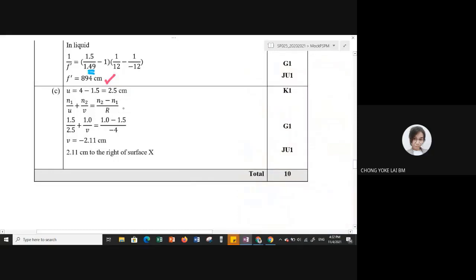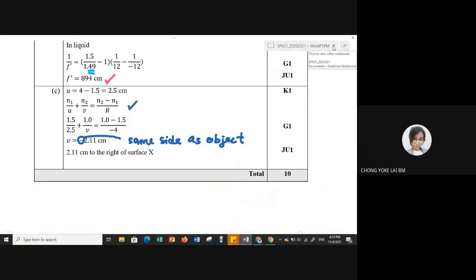So, kita dah dapat semua nilai, kita masukkan dalam equation kita. So, equation for refraction at spherical surface, N1 over U plus N2 over V equal to N2 minus N1 over R. So, N1 is 1.5, U is 2.5, V is what we want to determine, N2 is 1, so R is negative 4, so you get your V is negative 2.11 centimeter. So the negative tells you that your image forms on the same side as object. Dia duduk satu belah yang sama dengan objek.